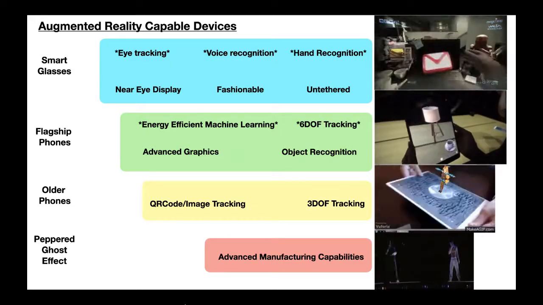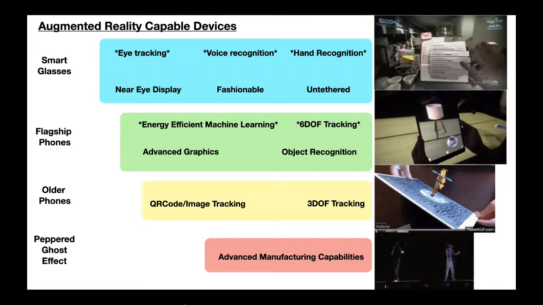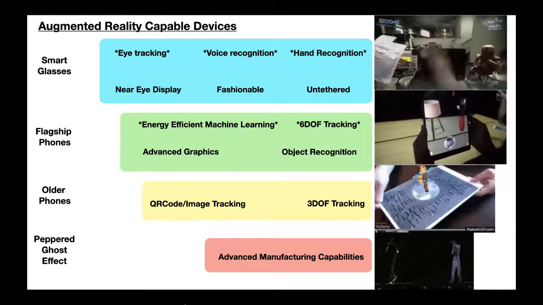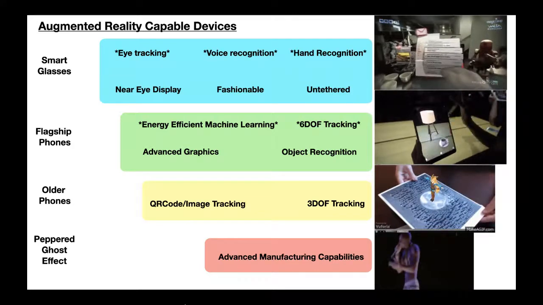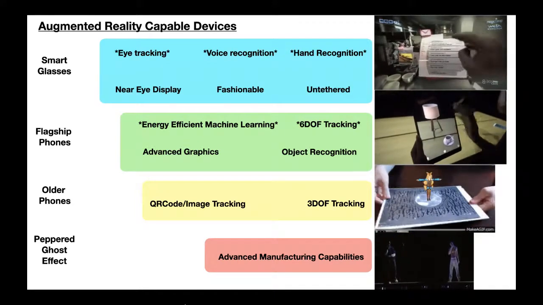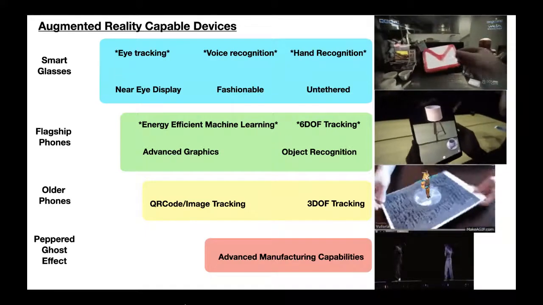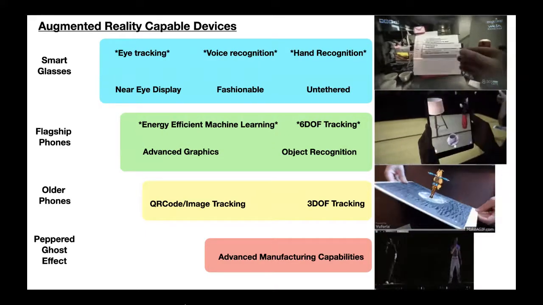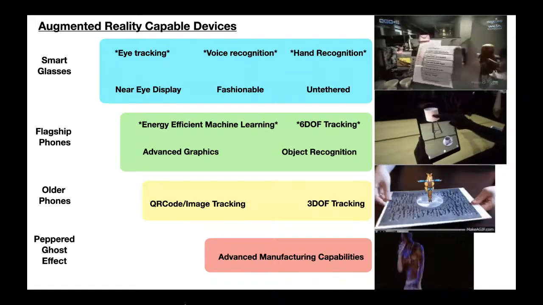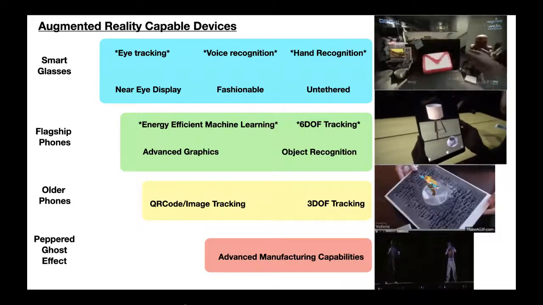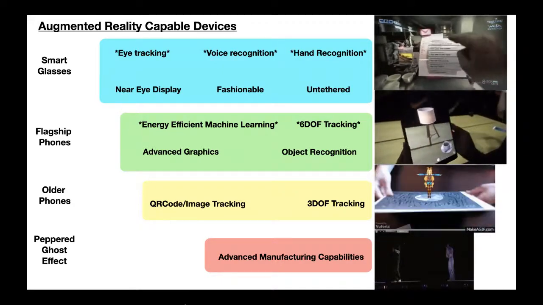Advanced graphics, pretty self-explanatory, but these are just, again, those advanced video game graphics that allow us to render 3D objects in a way that looks realistic. So we have shadows, we have lighting, so many cool things come from the ability to have an integrated graphics card, basically. And then object recognition, this is the ability for your device to take advantage of that energy efficient machine learning and then basically recognize a room or an object again.